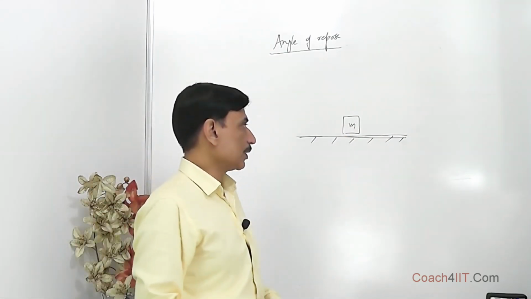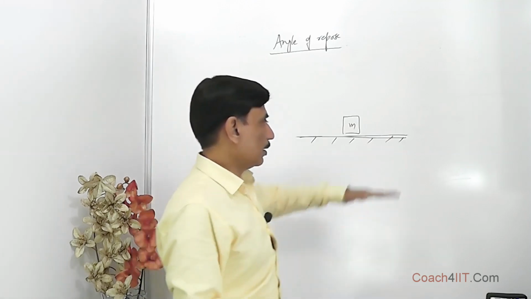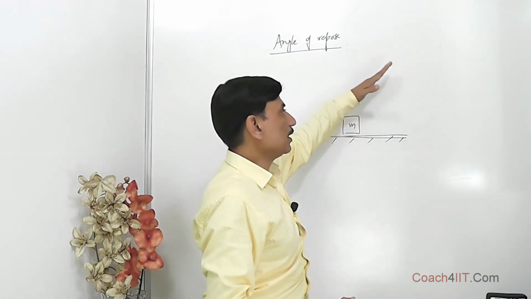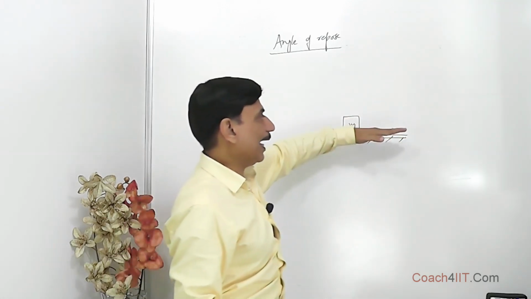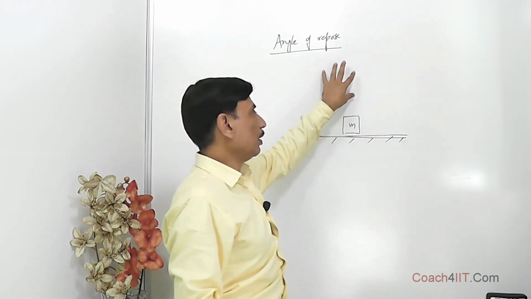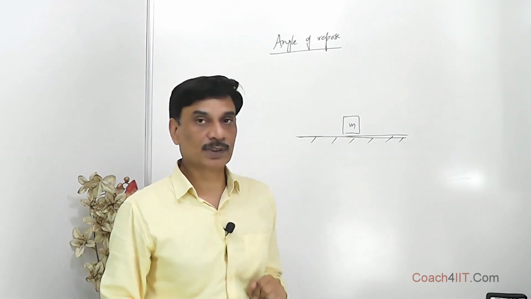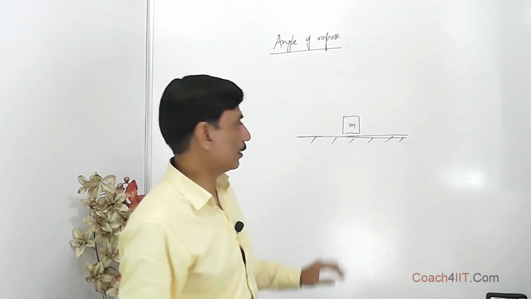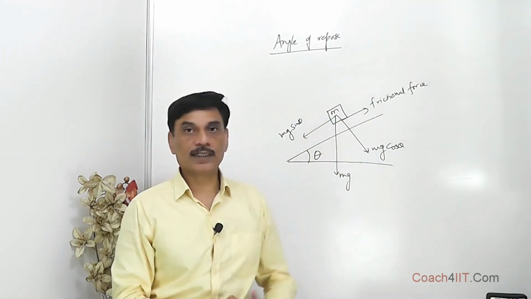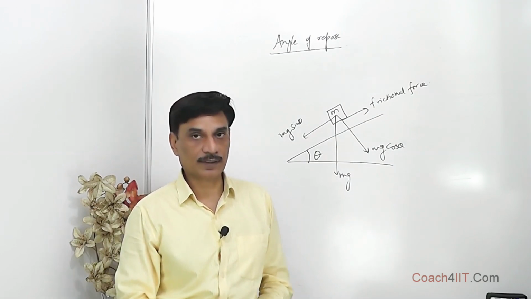So what we can do is we can gradually increase the angle, and we know as we increase the angle, at one value this will start sliding. Let's see what happens when we increase this angle. Suppose this is kept at angle theta. Now we have reached angle theta.